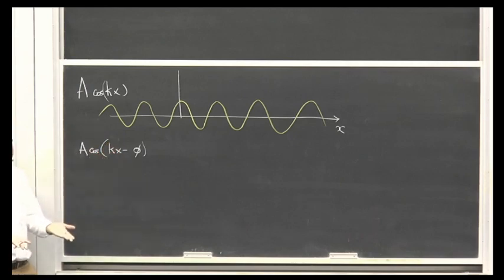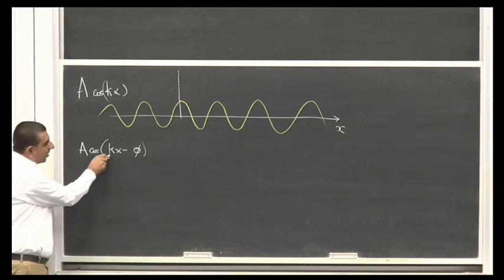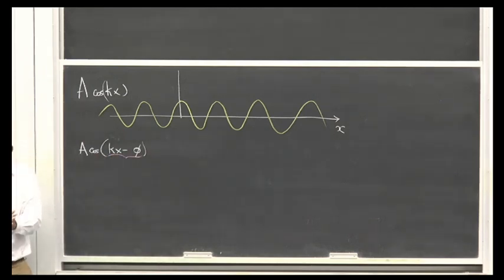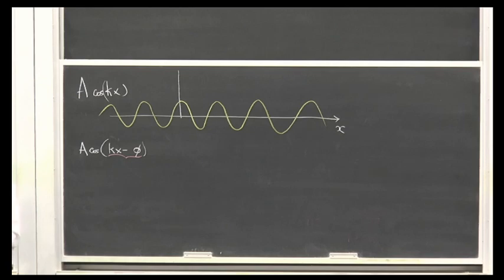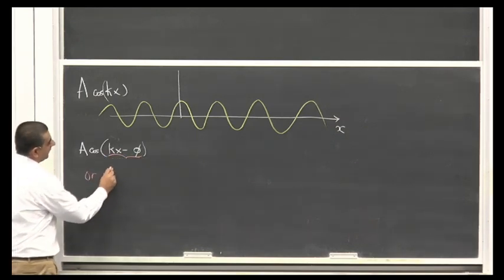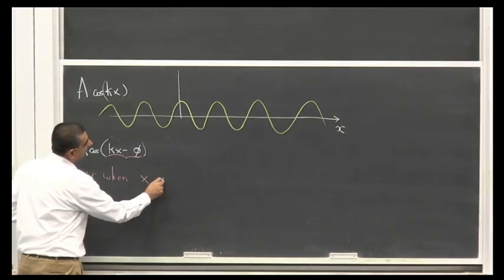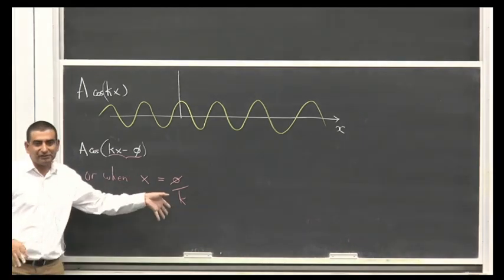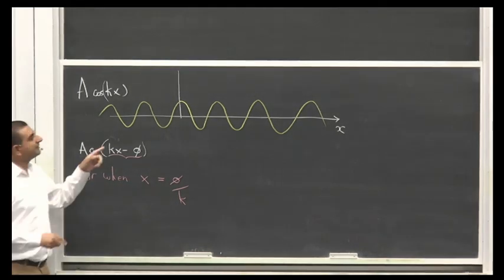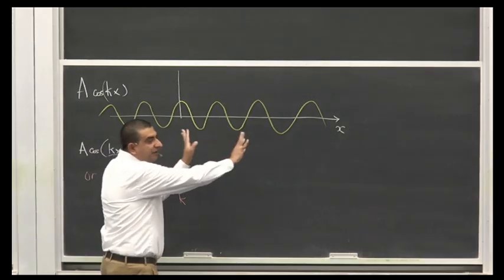This function is going to be maximized whenever this argument equals 0. Right? That's the property of the cosine function. When the argument of a cosine function is 0, the function maximizes. Now, where does this function maximize? When kx equals phi, or when x equals phi over k. So this is some non-zero number, which means that this function is now shifted in position.